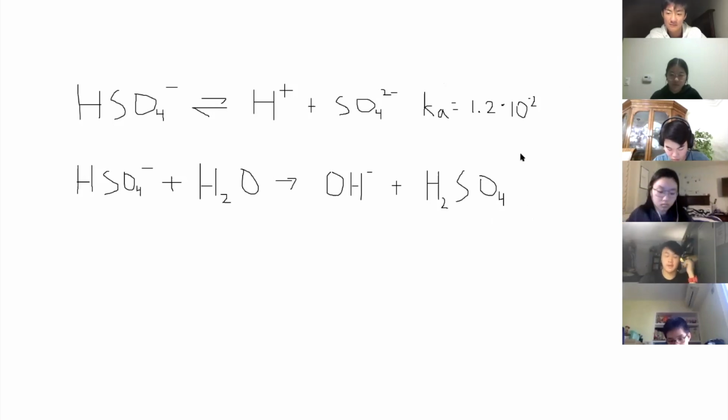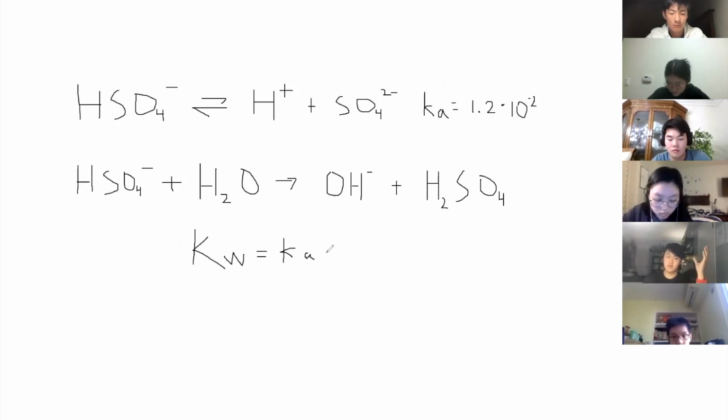Okay, so basically to calculate the Kb value, you need to use the equation Kw equals Ka times Kb. We know that Kw is 1 times 10 to the negative 14th, and we have the Ka value from the chart. So we also know that Kb would basically equal Kw over Ka. That being said, what does Kb equal?